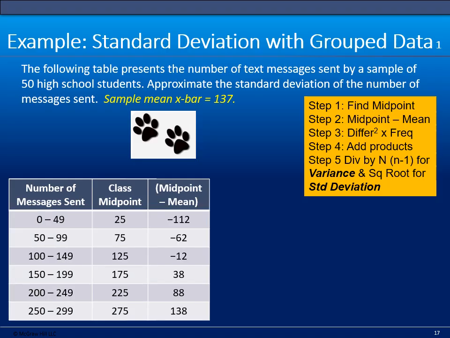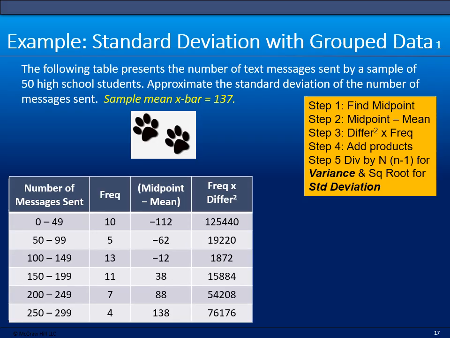When we subtract, you can see how building a table can make this a lot easier. When we subtract 137 from each of these values, we get this. Again, using Excel could make this even easier. Then we're going to square this difference, and times the frequency, which we had on the previous slide.